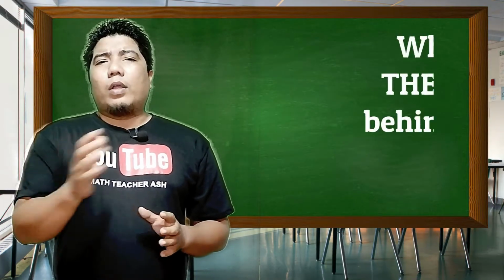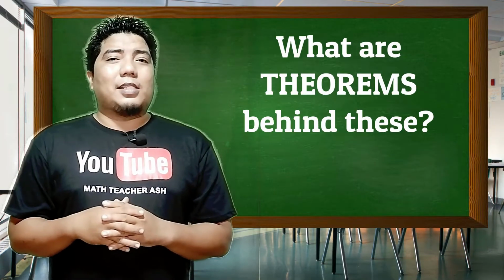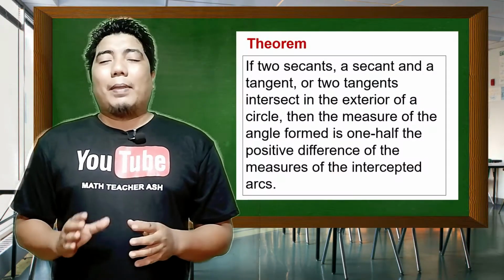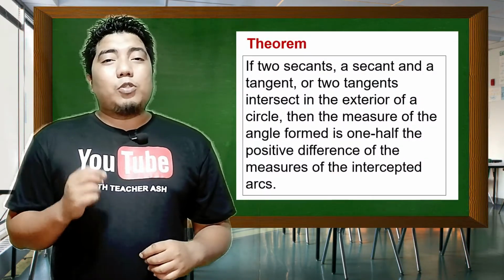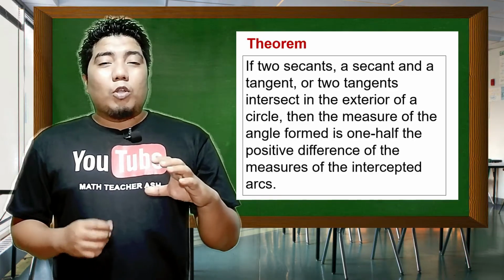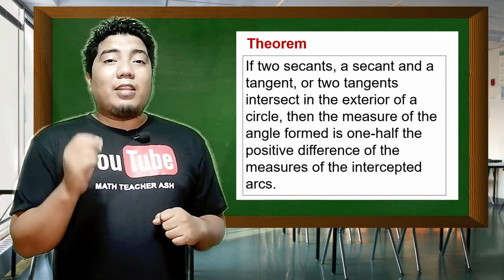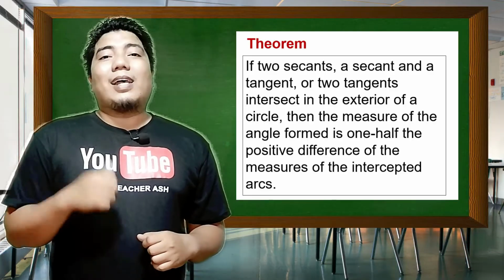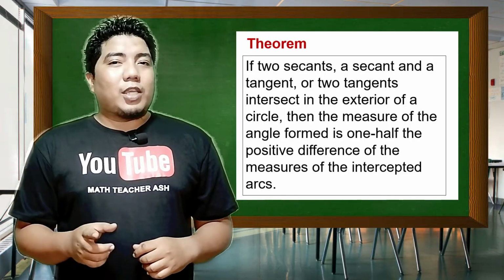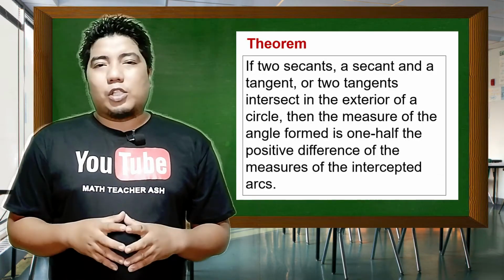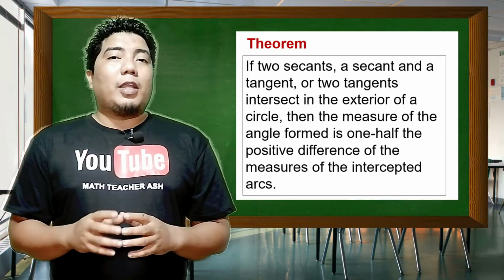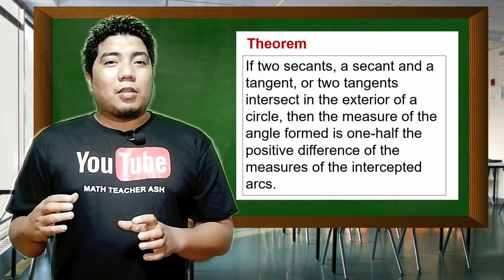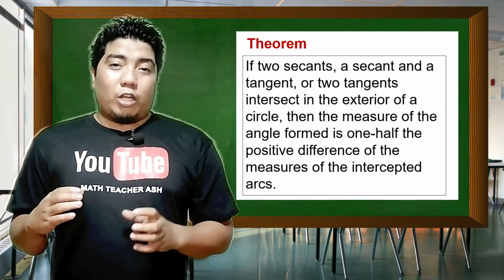Now, the question is, what are the theorems behind these cases? Okay, my dear math learners, remember this. If the intersection will happen outside the circle, what you will do is you subtract the bigger intercepted arc minus the smaller intercepted arc and then divide it by 2. Meaning, according to the theorem, if 2 secants or a secant and a tangent or 2 tangents intersect outside of the circle, then the measurement of the angle is 1/2 the difference of the further arc to the nearer arc, meaning the bigger arc and the smaller arc.